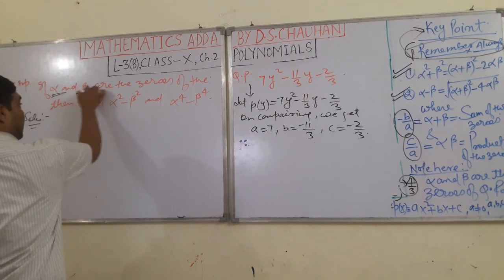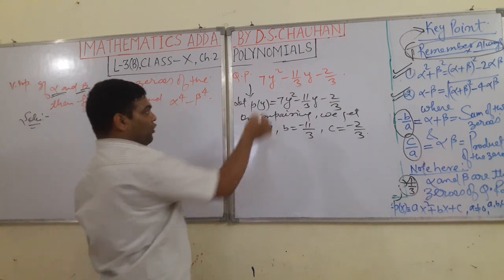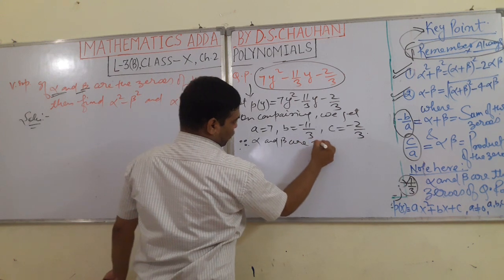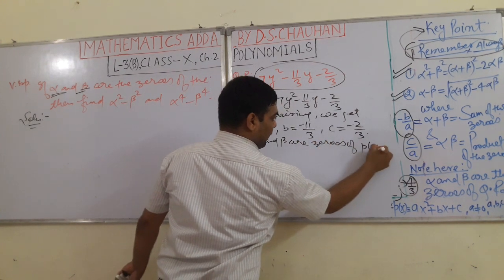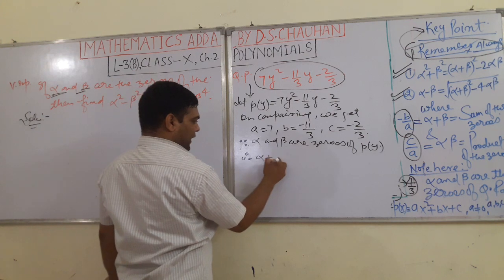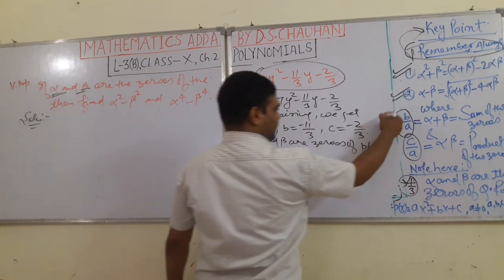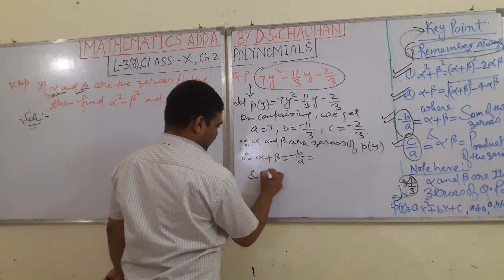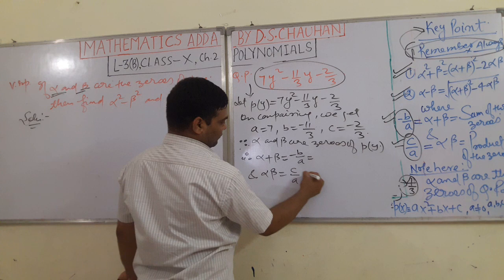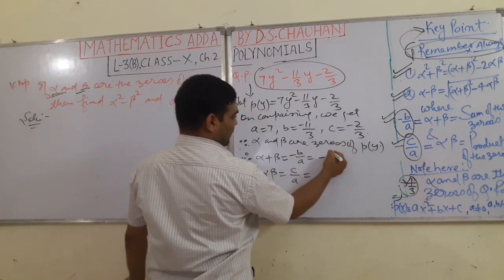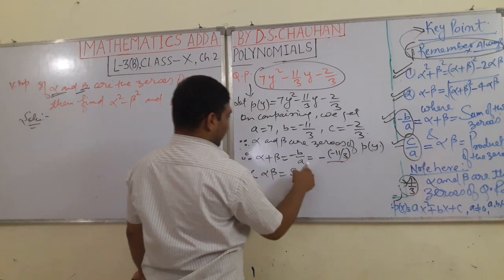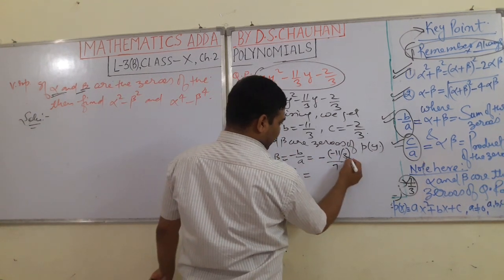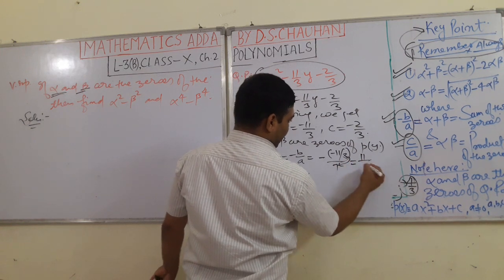Since alpha and beta are the zeros of this quadratic polynomial p(y), we can find alpha plus beta, which is minus b upon a, and alpha beta, which is c upon a. Minus b is minus of minus 11 by 3, and a is 7. As we simplify, minus minus is plus, and this 3 comes in the denominator, so you will get 11 upon 21.